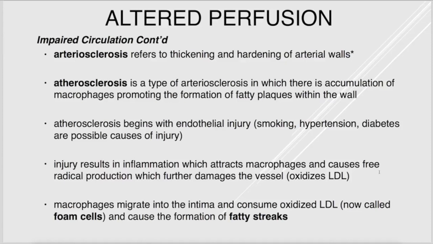As more of these macrophages migrate into the intima, that's the tunica intima, which is that endothelial layer of the blood vessel, they will consume this LDL that they oxidized. And when they consume those, they're called foam cells, because if you look at them under the microscope, they look foamy. They look like macrophages that are full of fat. And as these accumulate, you start to see these fatty streaks. You see these plaques build up within the wall of the vessel.